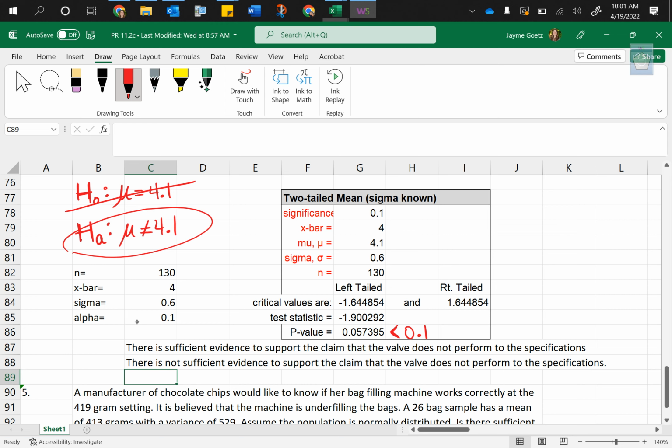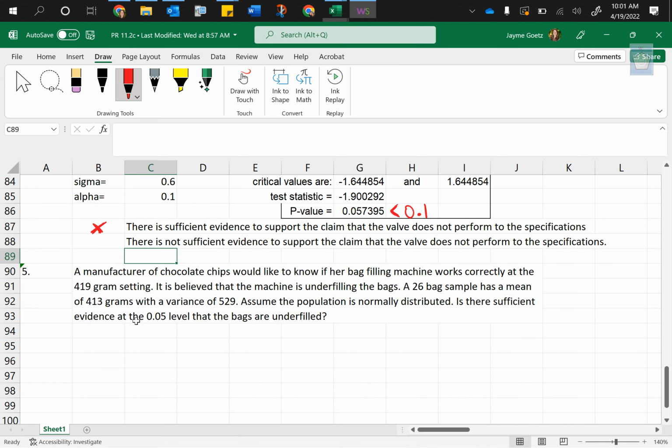Does that make sense? We don't know what it does perform to, but we have enough information to say that it doesn't perform to the specifications that they gave us. Are we okay with that? Those are the types of questions you're going to be answering today. The p-value, the test statistic, figure out if there's sufficient evidence or not. Okay? Let's try one more like that. So number 5, and then we're done.